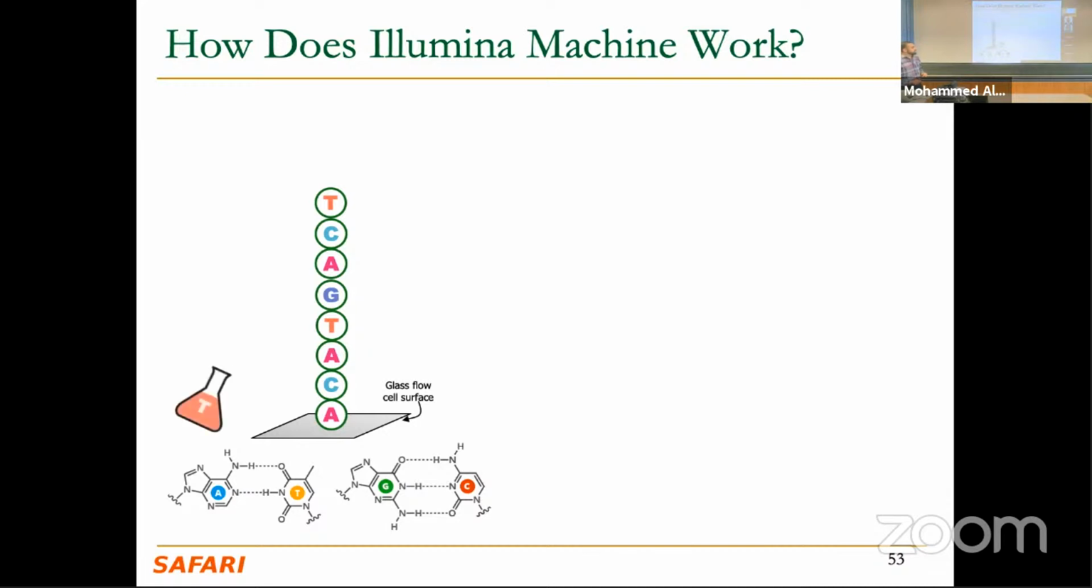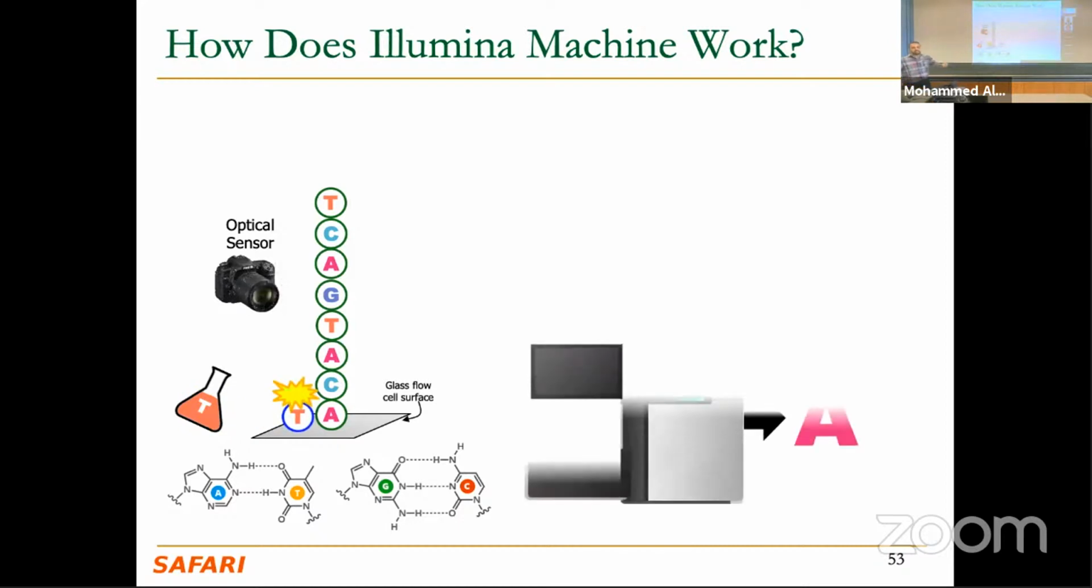So first, we add just T. We don't know what is there, right? We can only sequence 1 base at a time. We add T, and we have an optical sensor that observes if there is a chemical reaction happening or not. If the T was there and we have A, then directly they chemically bind to each other, and that causes a fluorescent light to be emitted, which can be captured by the optical sensor. If we add T and we got some chemical reaction over there, then definitely there was A in that location. And then the machine will produce A.